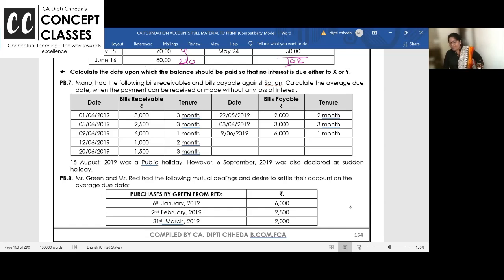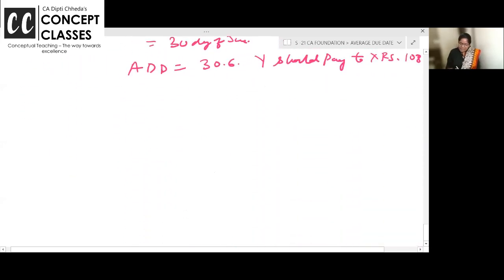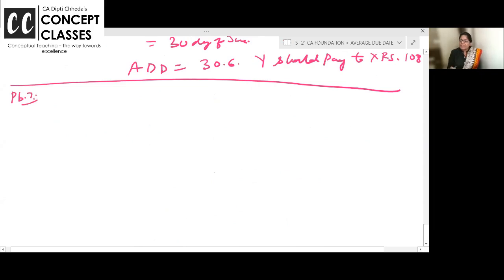Now for bills receivable and bills payable, we will take the common base date. 7th problem now in class. Sure. Same figures are there for that Raj problem also. You can use that and check it now. Problem number 7. Same problem. Just now I have done for purchase and sale, and now I am doing for bills receivable and bills payable.